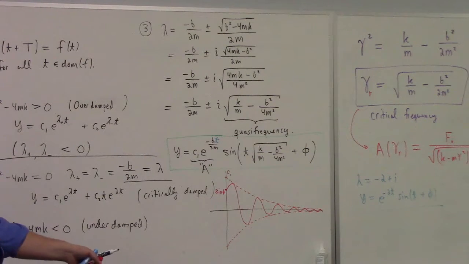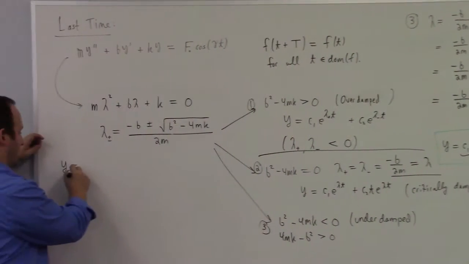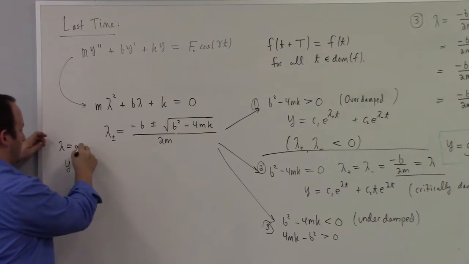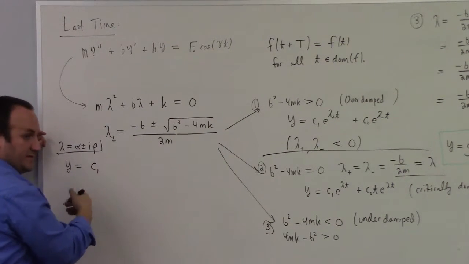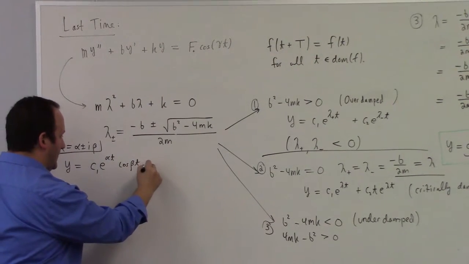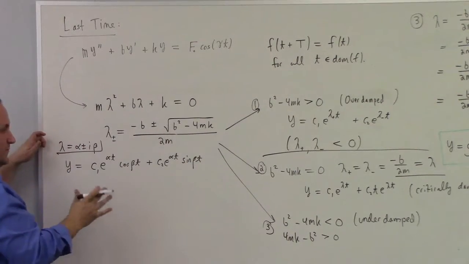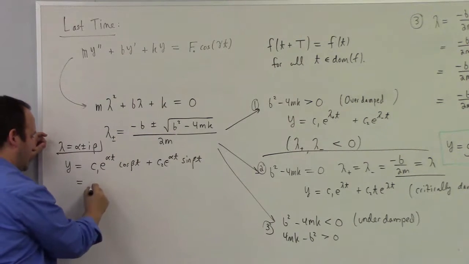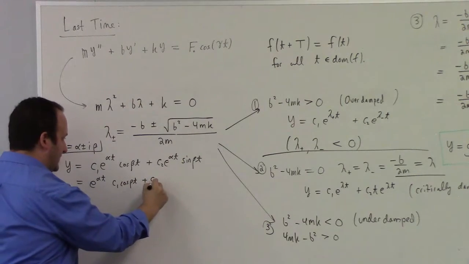Oh, the phi. Yeah, let's talk about that. So, generically speaking, our solution looks something like y equals... If I have lambda equals alpha plus or minus i beta, then generically, our initial attack at this was e to the alpha t cosine beta t, plus c2 e to the alpha t sine beta t. What I'd point out here is you can factor e to the alpha t out, and then you get c1 cosine beta t plus c2 sine beta t.